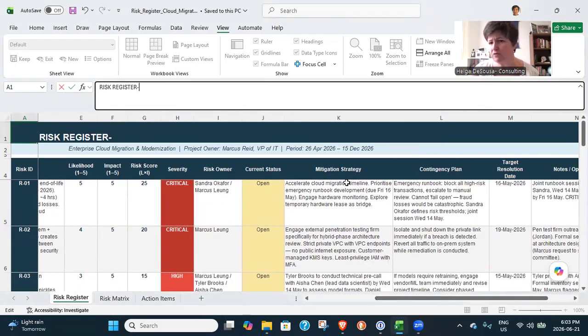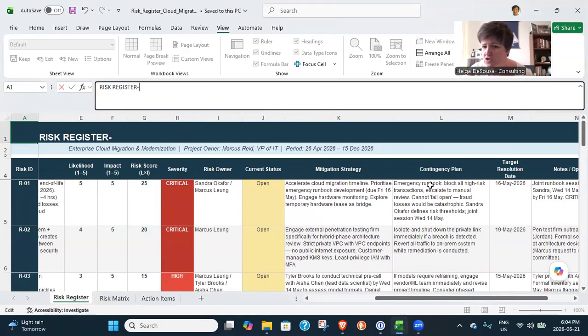a mitigation strategy. Even though you have a risk, you always have to have some sort of work showing that there's some work being done to help mitigate the risk. So what is your strategy to help mitigate this? And then is there a contingency plan? Is there a discussion of a contingency plan? You can log that in.